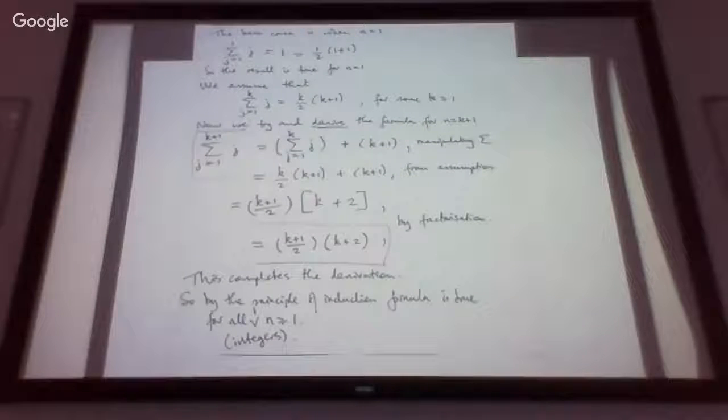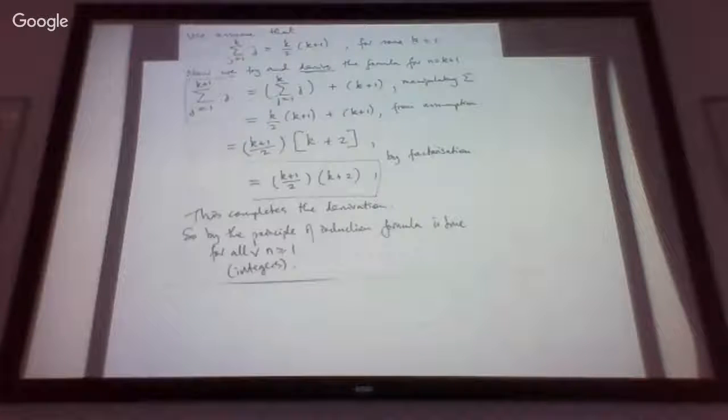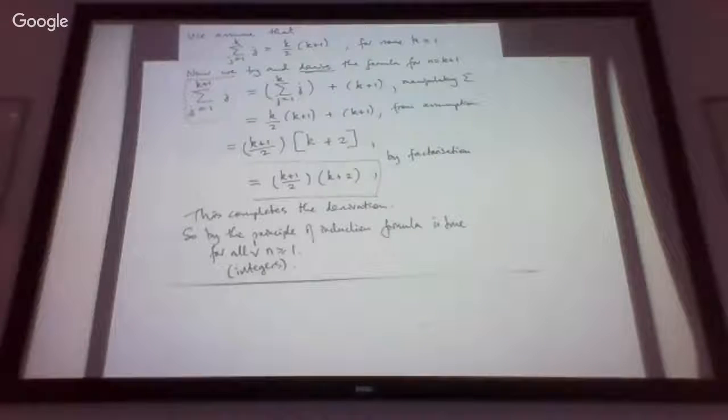Yes, question like that. So by the principle of induction, the formula is true for all n greater than minus 1. So we're just finishing the argument off by invoking the principle. Okay? It's like casting a spell, or I don't know, ending a prayer. The thing isn't complete until you've said that.